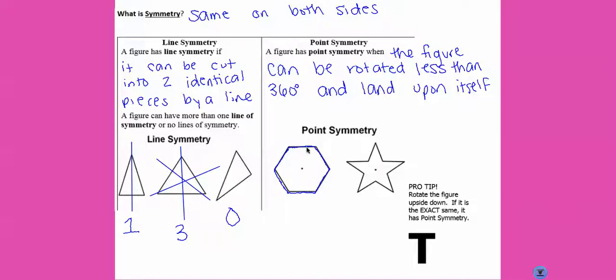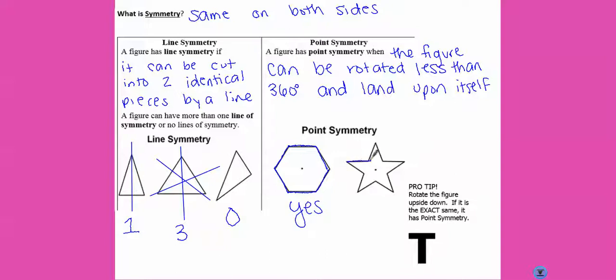So let's see. If I take this shape and I turn it 60 degrees, see how it lands upon itself? And if I turn it again, it lands again. So that ended up with my top over here. So yes, this has point symmetry.